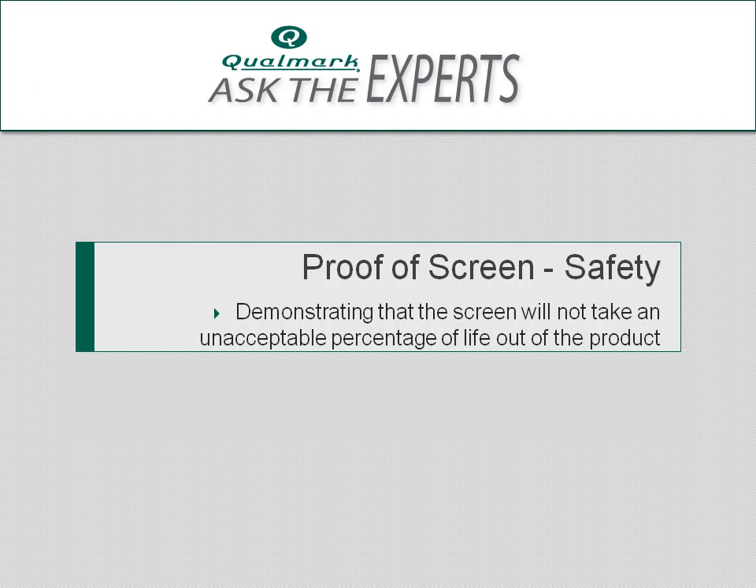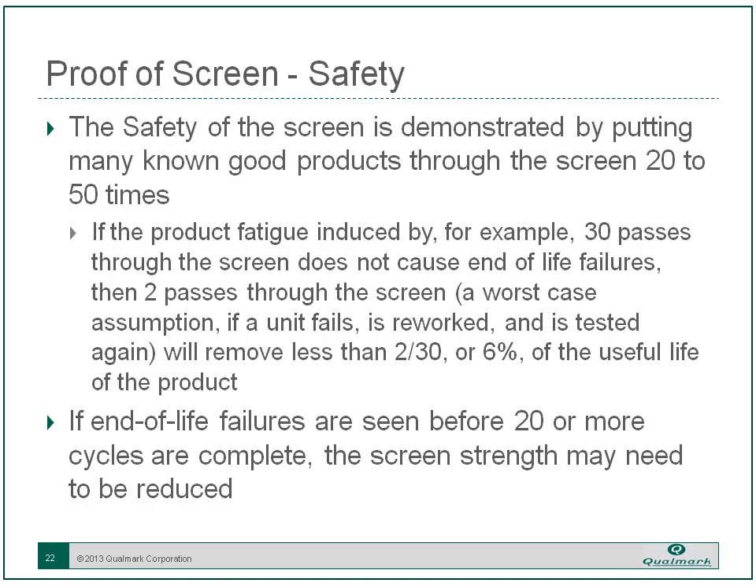So that's essentially the effectiveness portion, and it's fairly straightforward from an empirical standpoint. Find things you expect to see fail and see if they fail. Safety is also fairly straightforward. Here we want to demonstrate the screen will not take an unacceptable percentage of life out of the product. So, easy enough. We take known good products and run them through the screen 20 to 50 times.